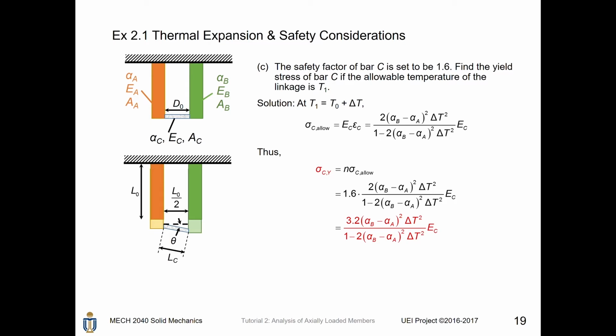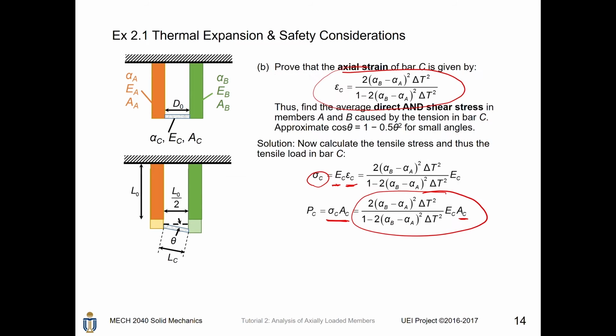Now we consider the safety of this bar because we don't want to harm it. We don't want this bar to be permanently deformed by overwhelming load. Now we set the safety factor to be 1.6. Find the yield stress of bar A if the allowable temperature is T1. So what does that mean? Since you have already allowed this temperature to occur, there will be allowable stress generated by this temperature. Therefore, at T1, as we just found in the previous part, the allowable stress is in this form.